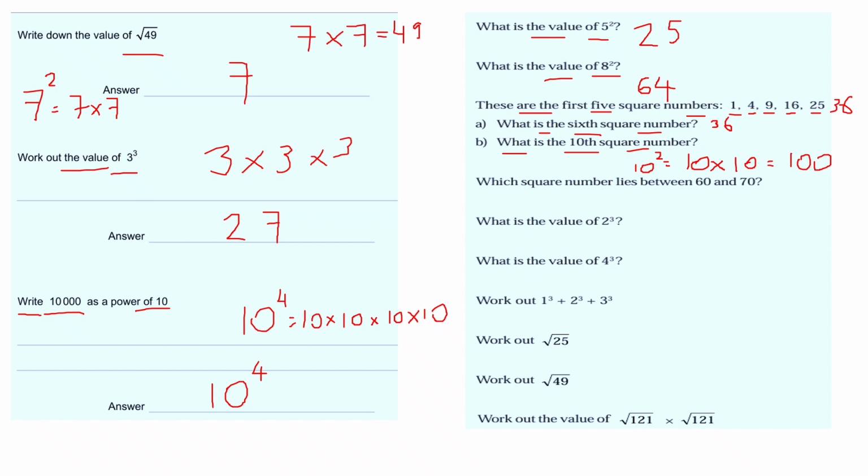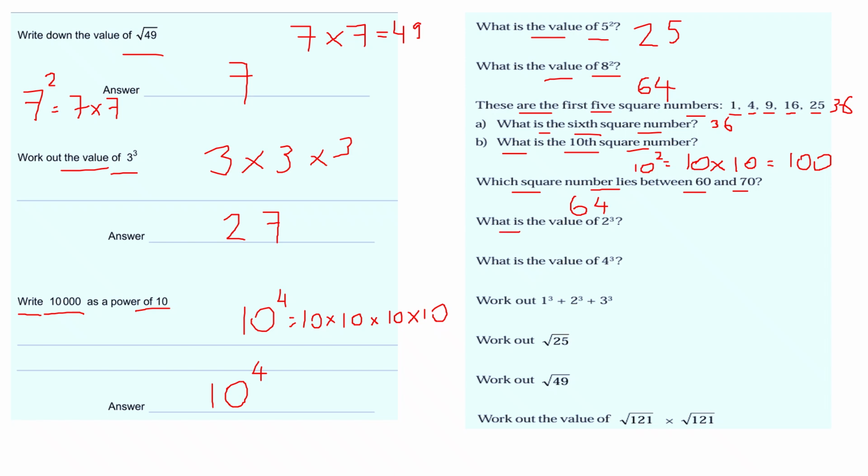Okay, next up, guys, it says which square number lies between 60 and 70? Well, that'll be 64, because 8 squared, 8 times 8, is 64, and 64 lies in between 60 and 70. So yeah, that's our answer.